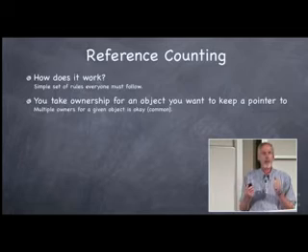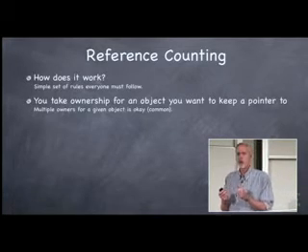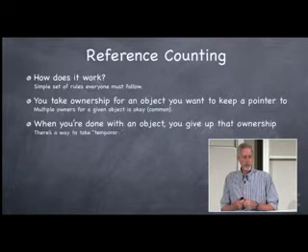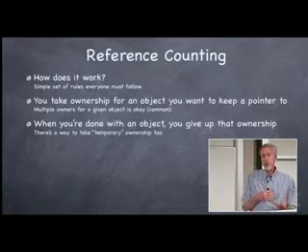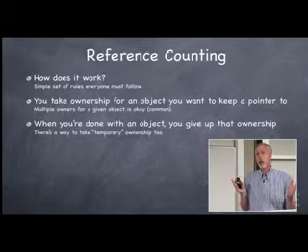You could have 100 owners for an object. Okay? So anyone who wants to keep a pointer to that object has to say they want to own it. Then when you're done with the object, you're saying, okay, I've done everything I want to do. I don't want any more. You give up the ownership.